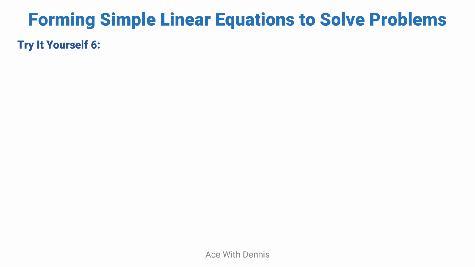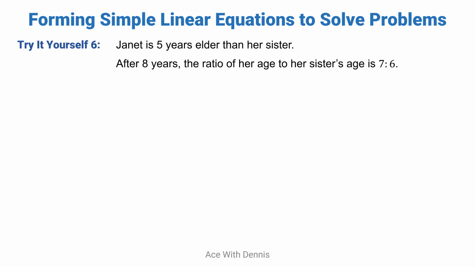Try it yourself 6. Janet is 5 years elder than her sister. After 8 years, the ratio of her age to her sister's age is 7 to 6. What is her sister's present age? You can pause the video and try to solve it yourself.